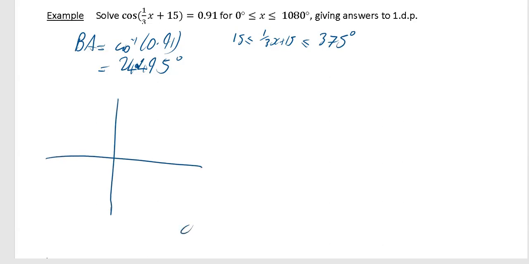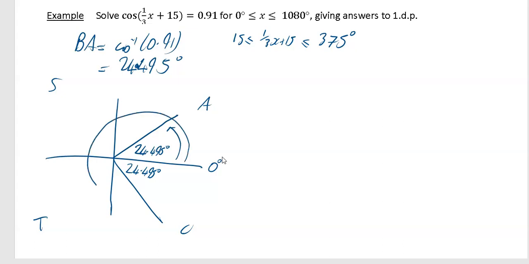Okay, cast diagram time. Draw your cast diagram. Do it a decent size so you can mark on your angle. Okay, so you've got your cast diagram, just mark on the 0, that will do. And then cos is positive, so your 24.495 goes in here. And it's also cos is positive in here, so 24.495 goes in here. So if you have a look at this one, our range is from 15 to 375, so this works, this is absolutely fine, as is this one.